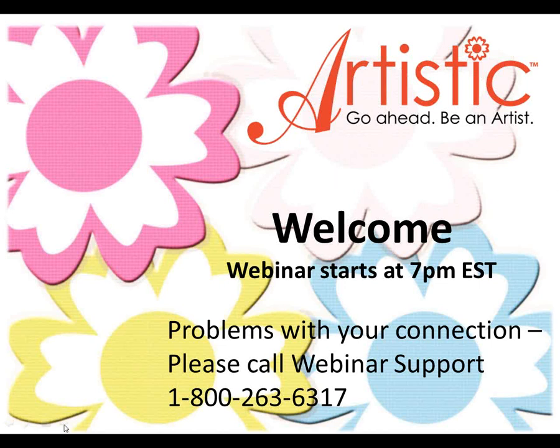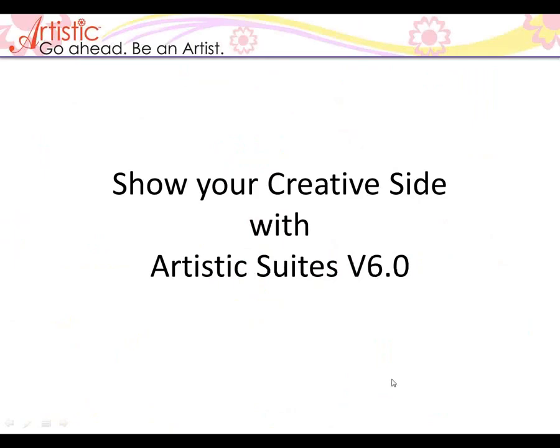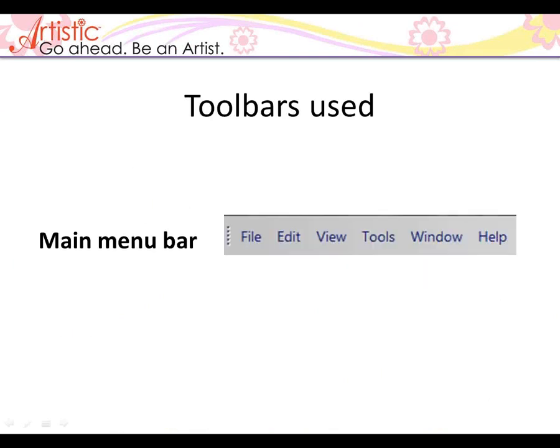Oh, let me get my screen going here. There we go. All right, so today we're going to be using the Artistic Suite software, and we're going to be using a few of the toolbars. I'm just going to go through a couple of the ones to show you which ones we're going to be using.